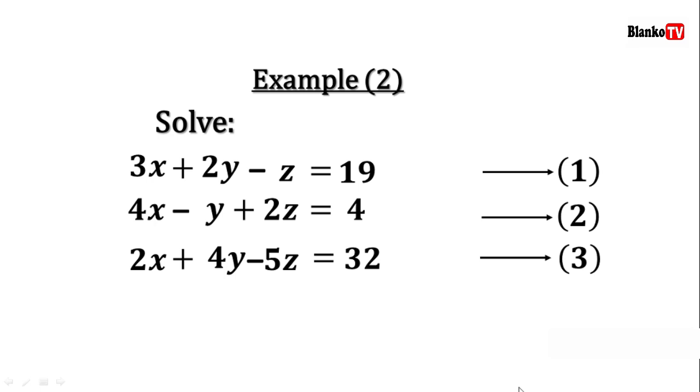Okay, all right. So we have 3x plus 2y minus z equals 19 being equation 1. Then 4x minus y plus 2z equals 4, which is also equation 2. And then 2x plus 4y minus 5z equals 32 as equation 3. Okay, so let's move on.